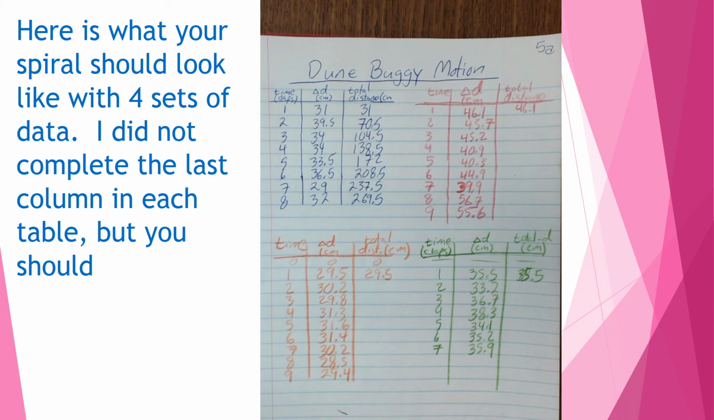So your spiral should have a total of 4 sets of data when you're finished. The first set of data came from the video that you just saw. There are 3 more sets of data, which I color-coded. You don't have to do that right now, but you will later. I didn't complete the last column. I'll leave that for you to do.